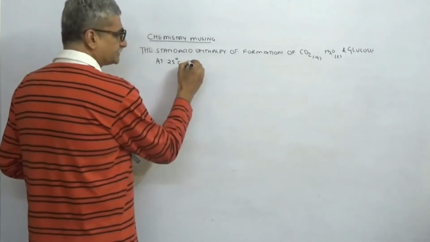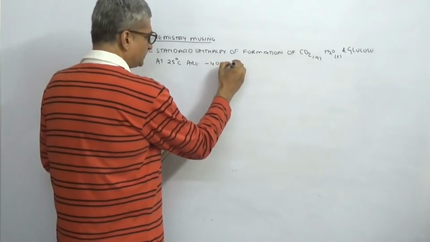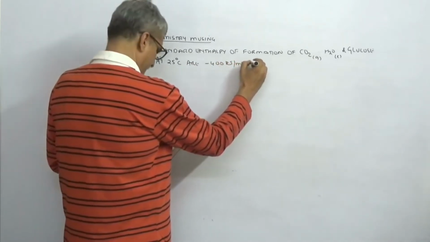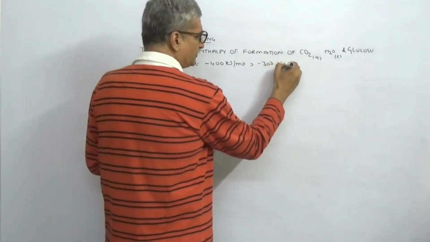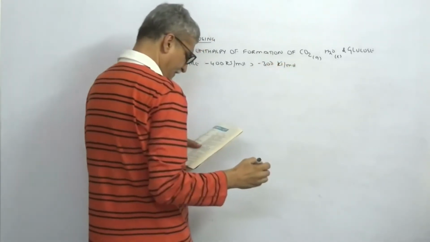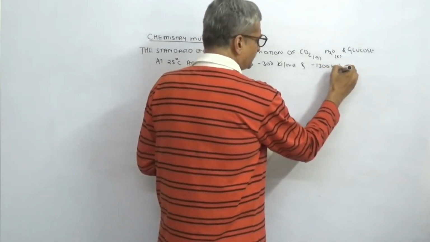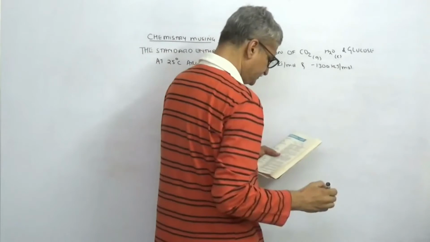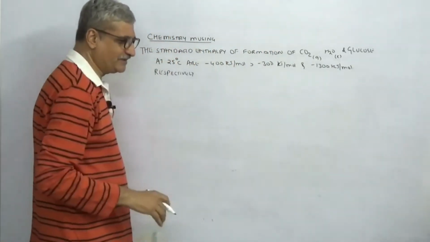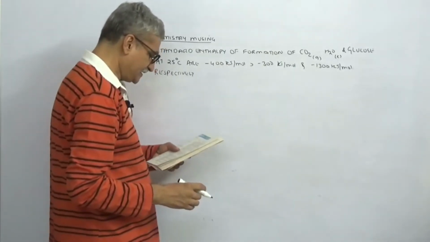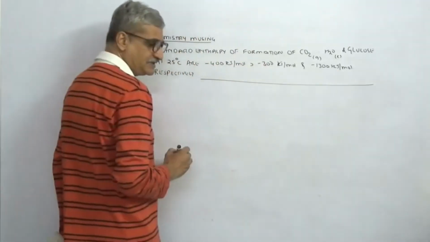are minus 400 kilojoule per mole, minus 300 kilojoule per mole and minus 1300 kilojoule per mole respectively. That's very important. I'm just writing down the question by the time you people join, respectively. The whole trick with this question is in the last sentence.